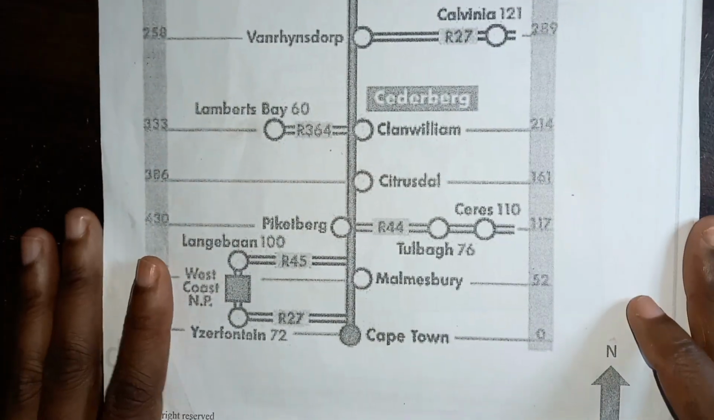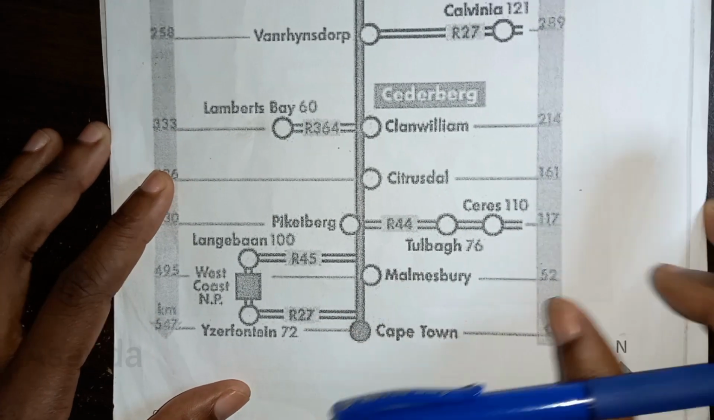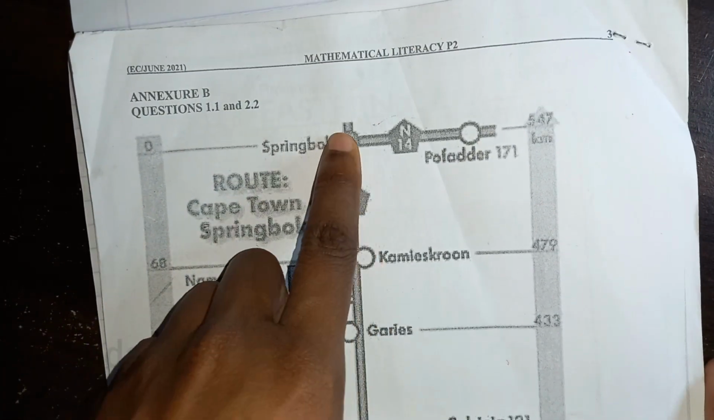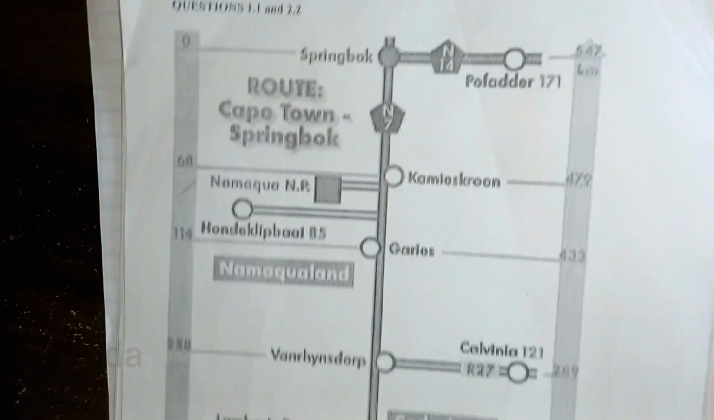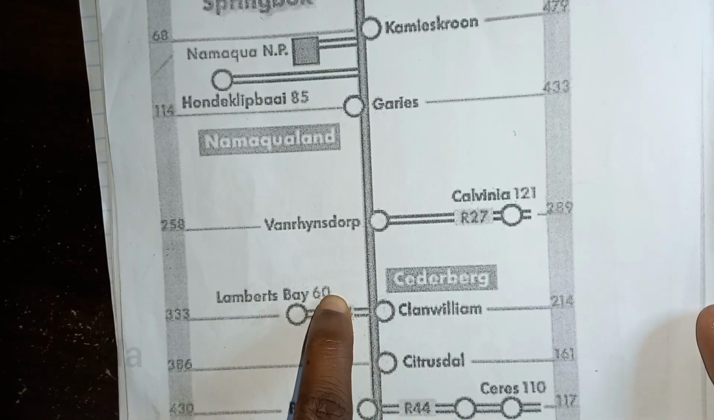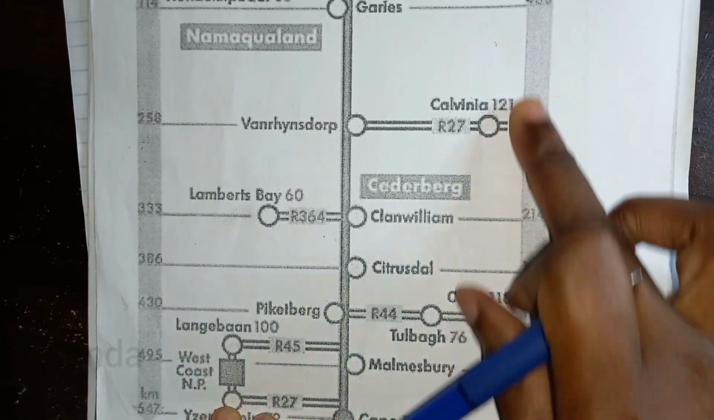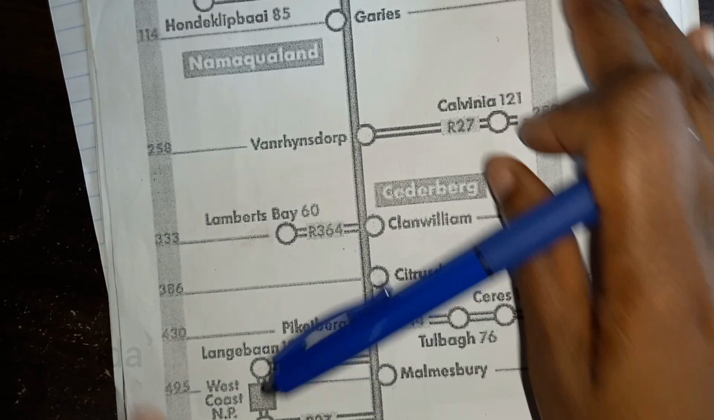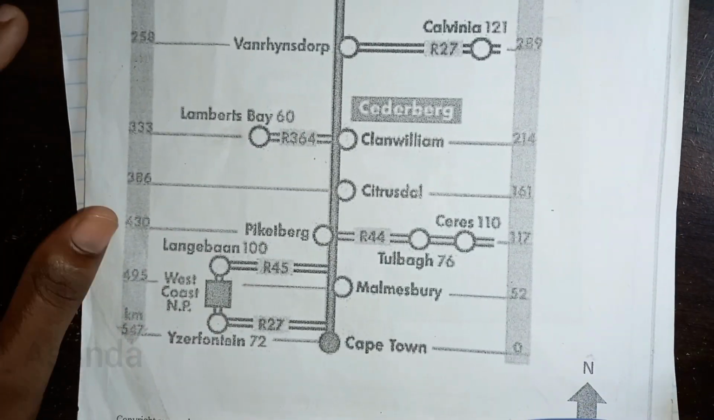So let's just quickly remind ourselves of this map. This is the north. This is from Cape Town. The straight distance here gives us the distance on the N7 to Springbok, and we can read some of the distances in between, like this one. And we've been given the roads, and we can read the distance on the left and on the right. Okay, so let's see.